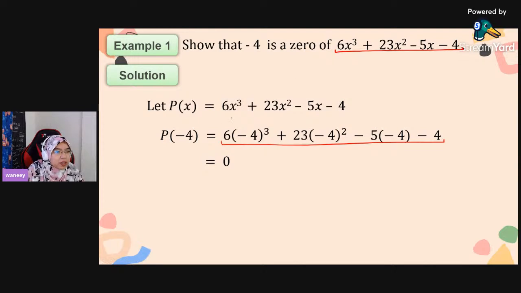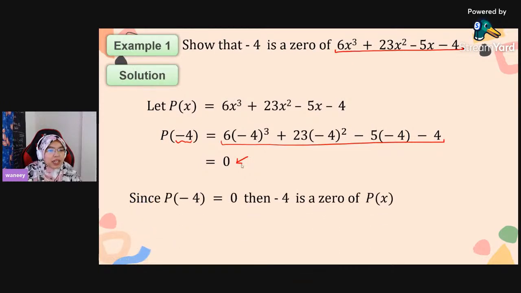So when we substitute x with negative 4, we get 0 on the right hand side, which simply means that negative 4 is definitely a 0 of p(x). Since p of negative 4 is equal to 0, negative 4 is a 0 of our p(x). So we simply substitute them in and see that we do get 0 at the end.